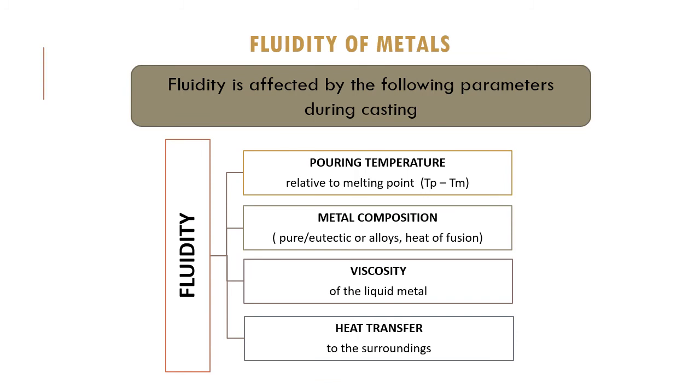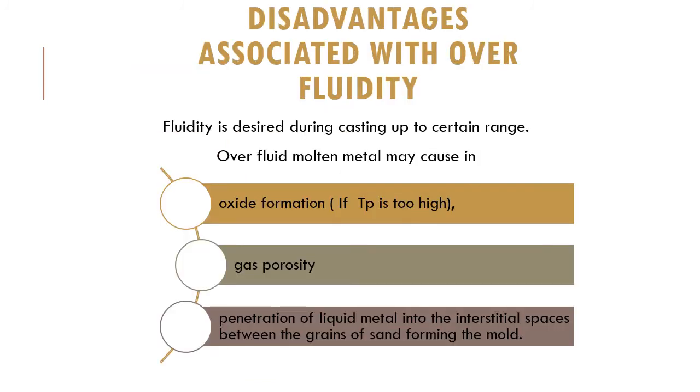Here are the parameters that affect the fluidity. One is pouring temperature, relative to the melting point, and then metal composition, whether it is a pure metal, eutectic or alloy. The heat of fusion of each material will be different, so it can affect the fluidity, as can the viscosity of the liquid metal itself, and heat transfer to the surroundings. So fluidity is desired during casting up to a certain range. But if the molten metal is over fluid, it can cause disadvantages to the product and to the operation.